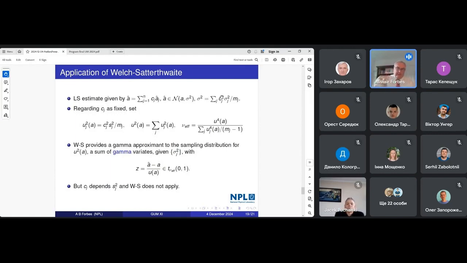If C sub j, the weighting, is fixed a priori, then Welch-Satterthwaite will indeed give you a confidence interval that will contain the true result 95% of the time. But the problem with applying it in this case is that the weights C sub j depend on the sample standard deviations. So if we resample, we get new sample deviations and a new weighting, and that means that Welch-Satterthwaite does not apply in this case. If we just take a straightforward mean, the average of the laboratory estimates, then we can apply Welch-Satterthwaite.